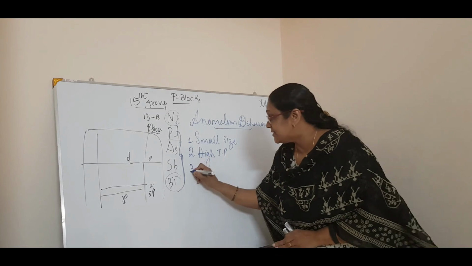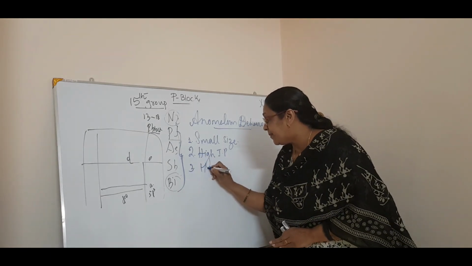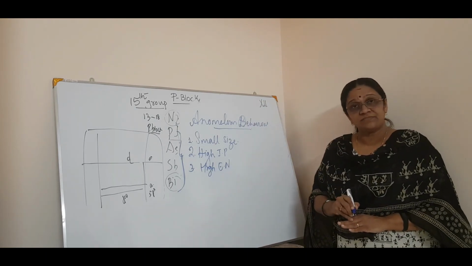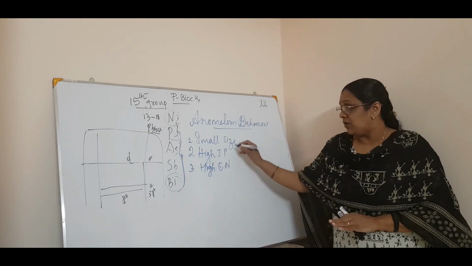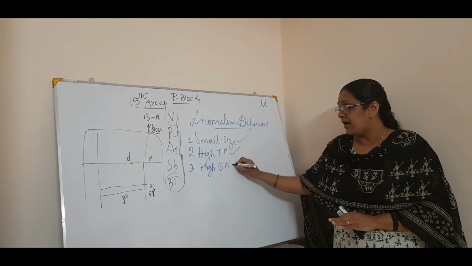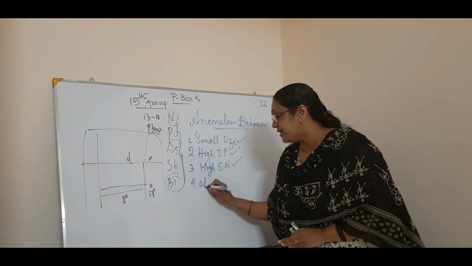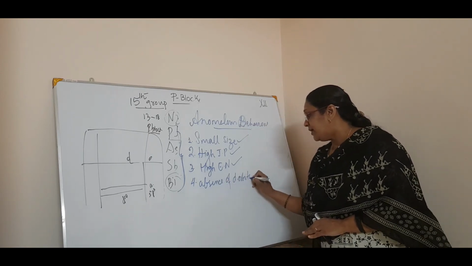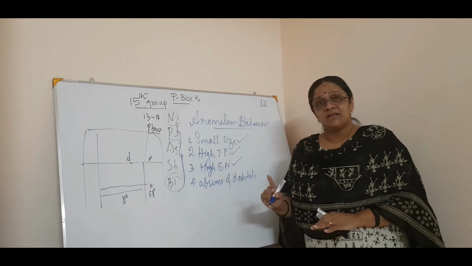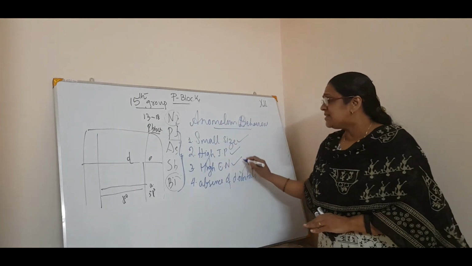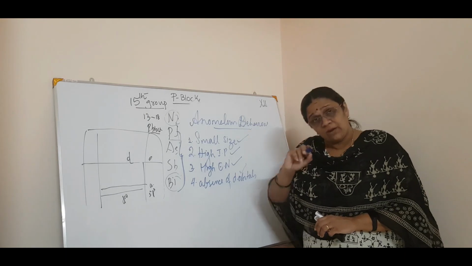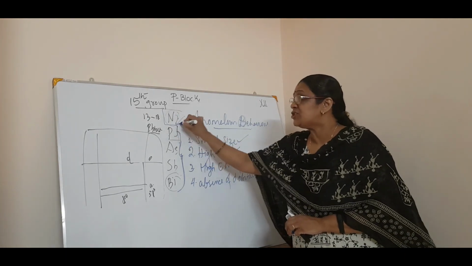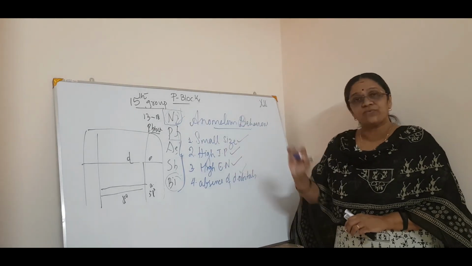Third is high EN, isn't it? What is EN? Electronegativity, the same thing. So small size, high IP, high electronegativity, and fourth is absence of d orbitals. The first element has an absence of d orbitals. So these are the 4 points you have to write wherever the question comes as to why the first element in each group differs from the rest of the elements.